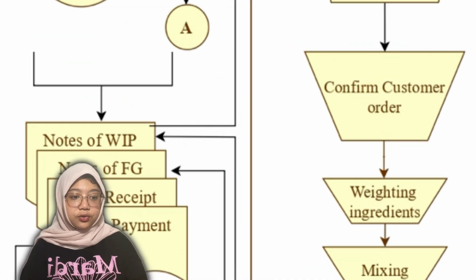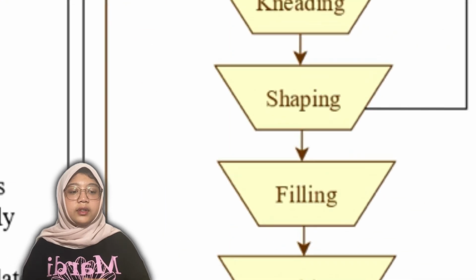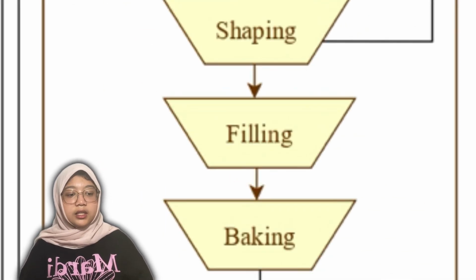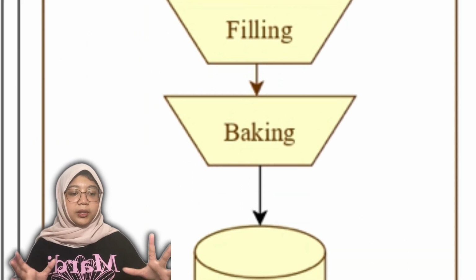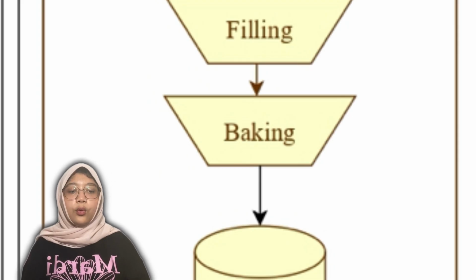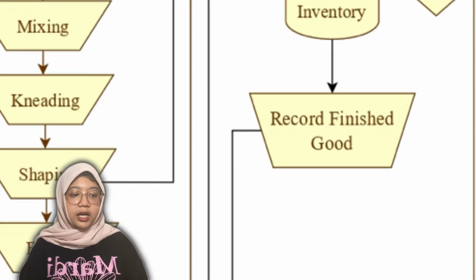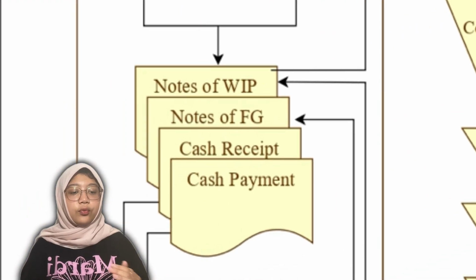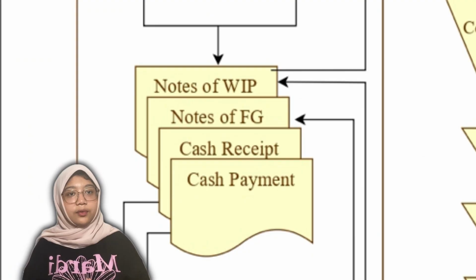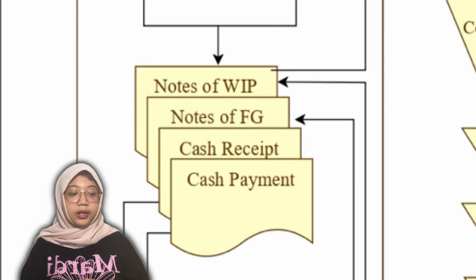When production continues, the stock dough is taken from inventory for the next processes. And next, we have the filling process by adding fillings or toppings as required by the product. And the last one is baking to complete the bread making process. Once baking is complete, the finished bread is stored in the finished goods inventory. Production then records the completed products in the notes of finished goods. These finished goods notes are also sent to the sales department, which uses them to track all finished products ready for delivery. And the fourth one, we have the storage and delivery of the logistics department.